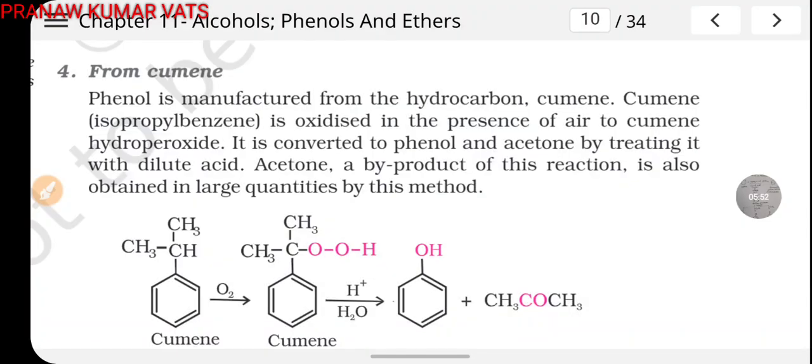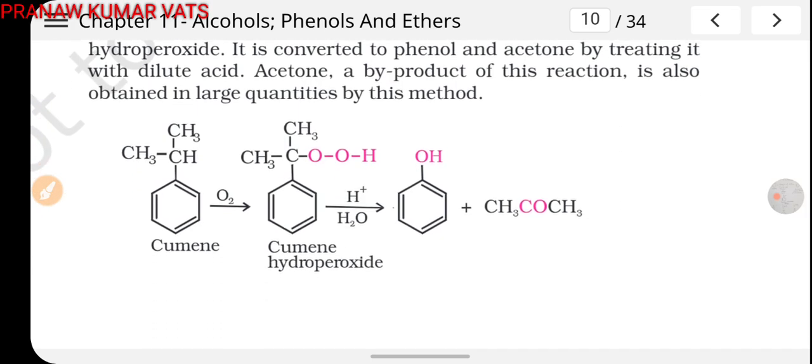Next is preparation from cumene. Cumene is also known as isopropyl benzene. In the video in which I have discussed Friedel-Crafts reaction, I have discussed in detail how to prepare cumene. So when cumene is oxidized, then it results in formation of cumene hydroperoxide.